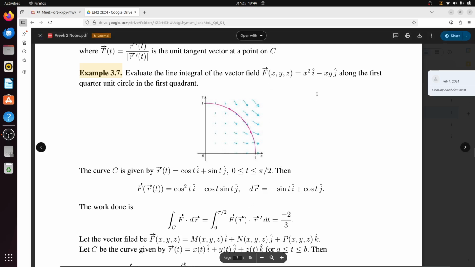So your F is x square i cap minus xy j cap along the first quarter unit circle in the first quadrant, and then F(t) is equal to cos square t i cap minus cos t sin t j cap.